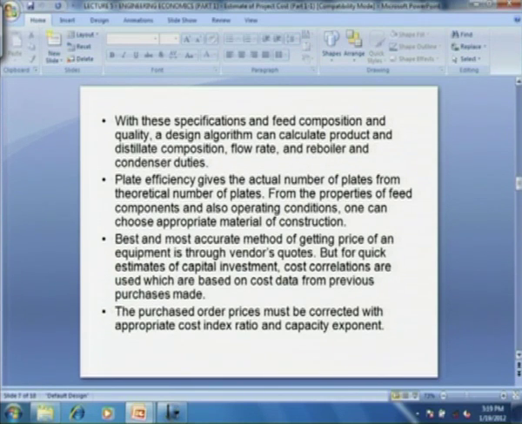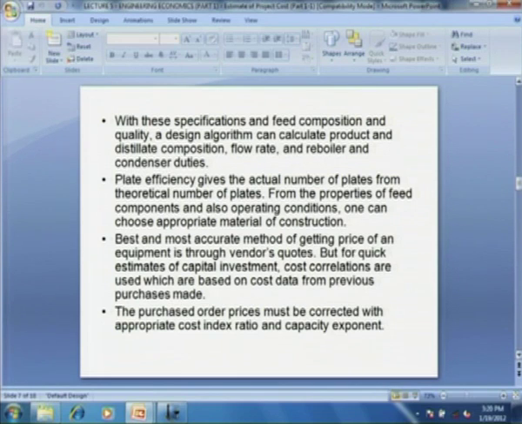When these specifications and feed composition and quality are taken into consideration, we can design an algorithm that can calculate the product and distillate composition, the flow rates, and the reboiler and condenser duties. The plate efficiency gives the number of actual plates from the theoretical number of plates, which we can determine through the FUG method, as we are going to see later on in this module, or the module of the shortcut design methods. And from the property of feed component and also operating condition, one can choose the appropriate material of construction.